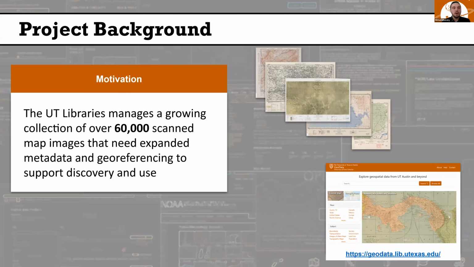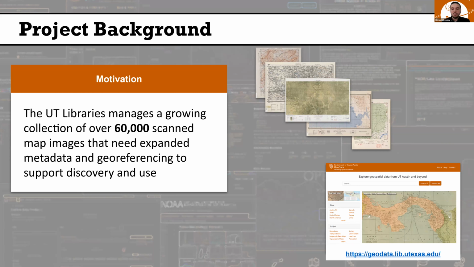All right, so project background. You've probably heard me talk about these things at various points over the last few years at different GIS interest group meetings, but here at the UT Libraries, we are very fortunate to have a collection of over 60,000 scanned map images that have been scanned from the physical sheets in our Pre-GIS Library map collection over decades, going all the way back to the 90s. And so we've got this great collection.